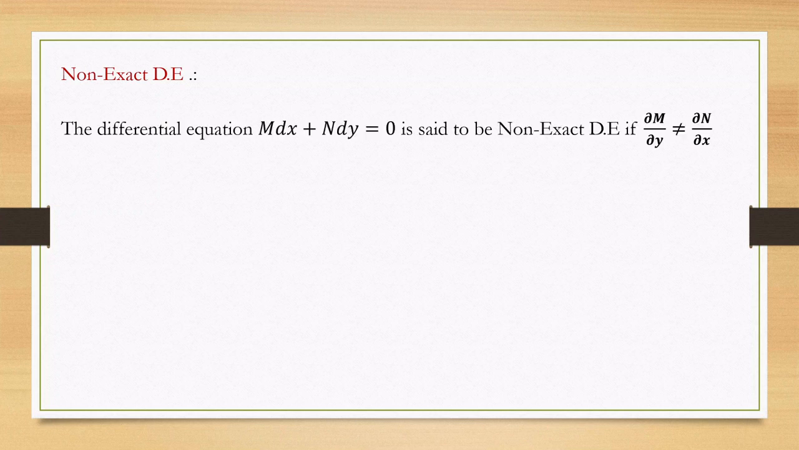non-exact differential equations. When do we say that a differential equation is non-exact? The differential equation M dx + N dy = 0 is said to be non-exact if ∂M/∂y is not equal to ∂N/∂x. As we have seen, if ∂M/∂y equals ∂N/∂x, the differential equation is exact. But in this case, suppose this is not equal, then we say that the given differential equation is non-exact. Okay.